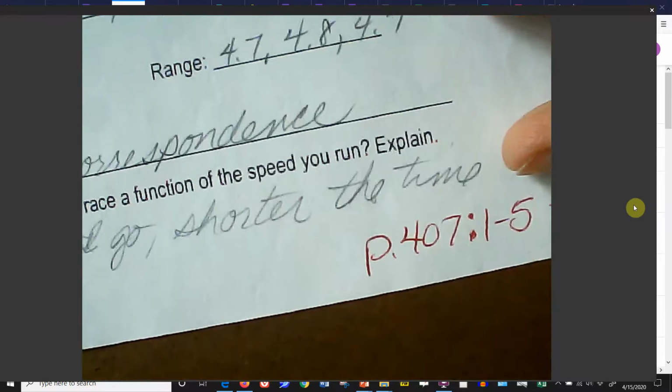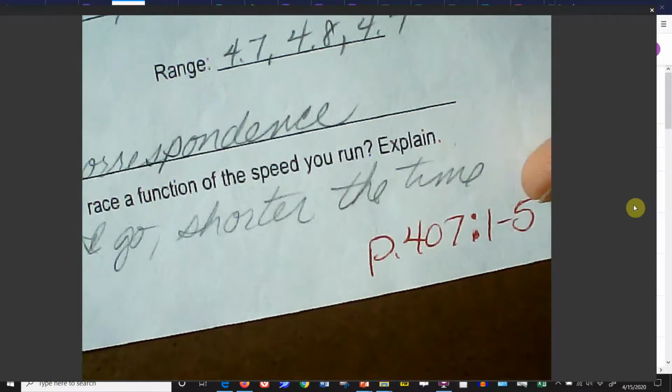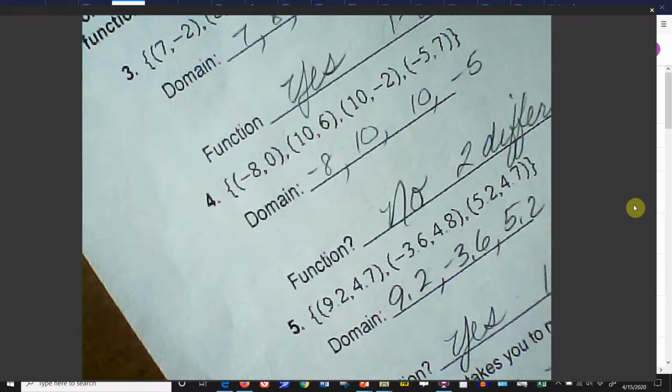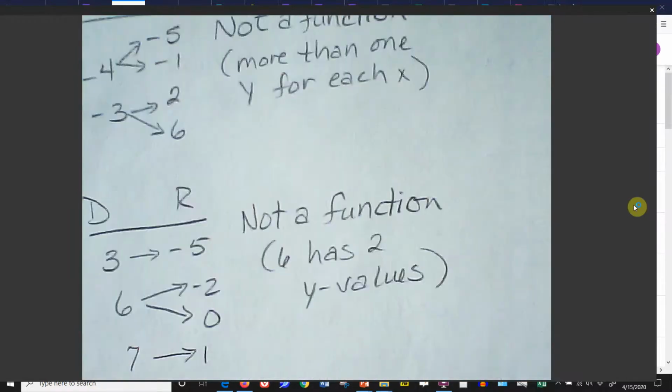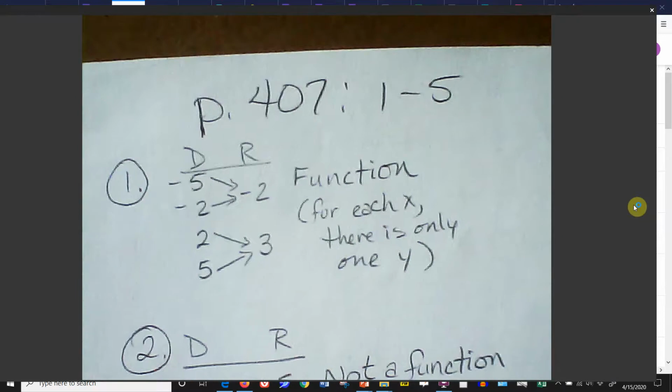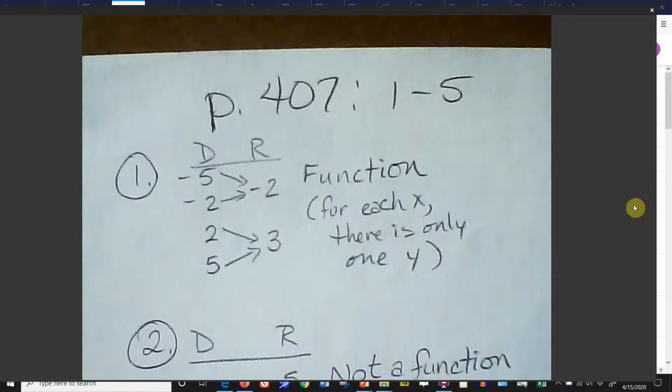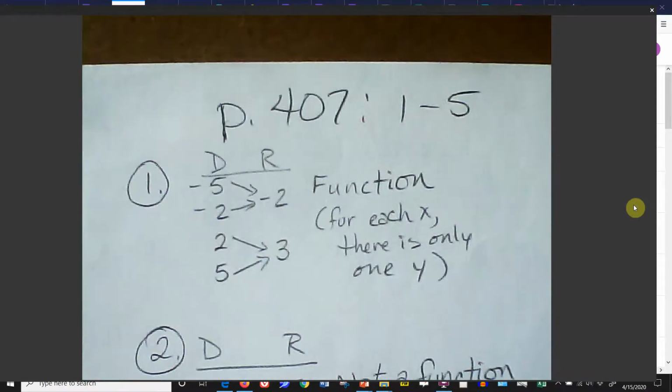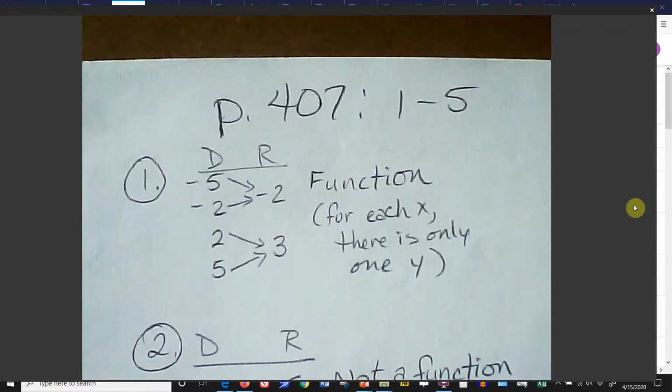Now, I am not 100% sure if I had printed on yours page 407, 1 to 5 or not. It was the intention, but I don't know if it was or not. If it wasn't, I'm not going to fret it, but if it was on there, here it comes. Now, I copied the problems just so we could see them, which is really handy now, especially. You didn't necessarily have to. You just had to tell me if it was a function or not, and why or why not.